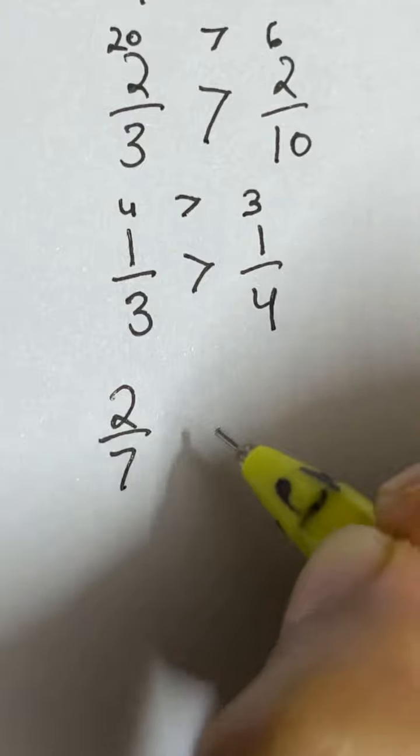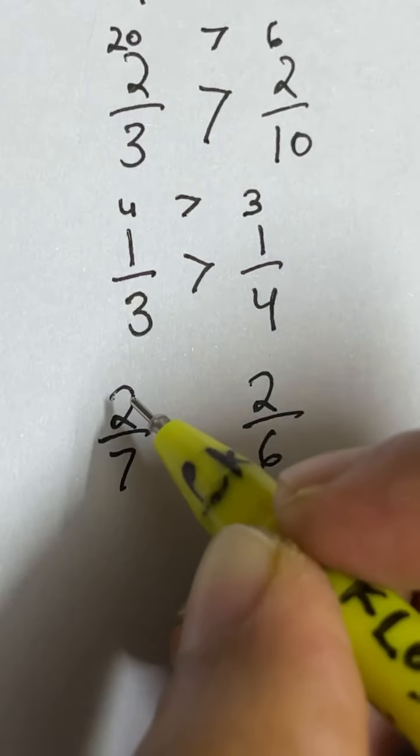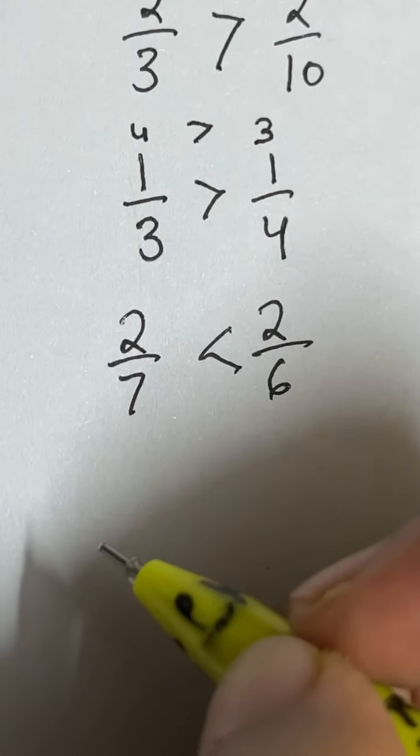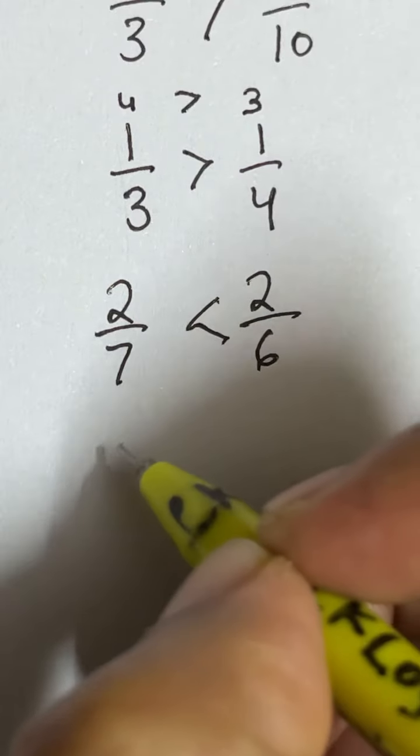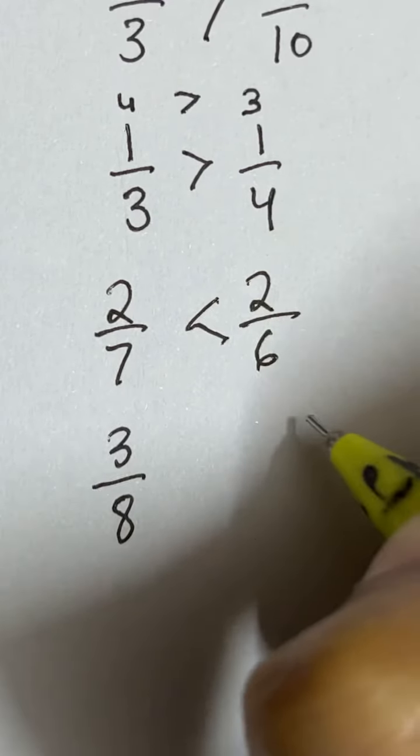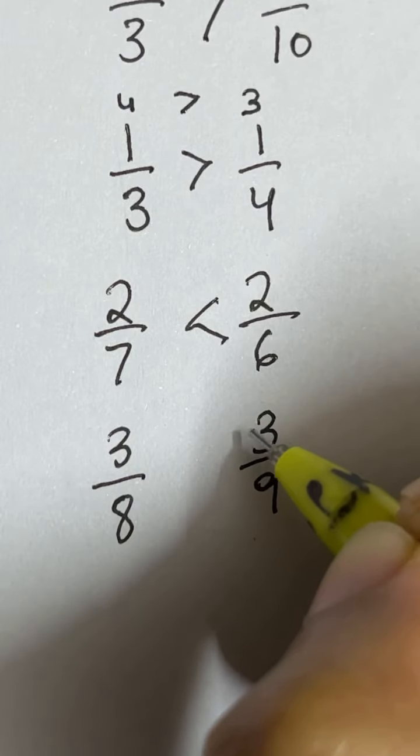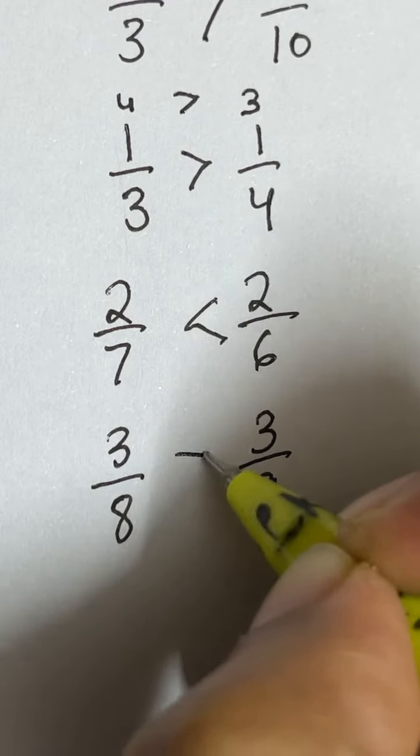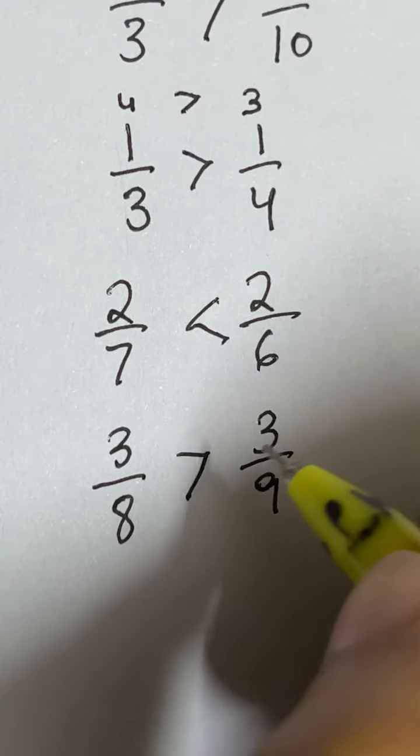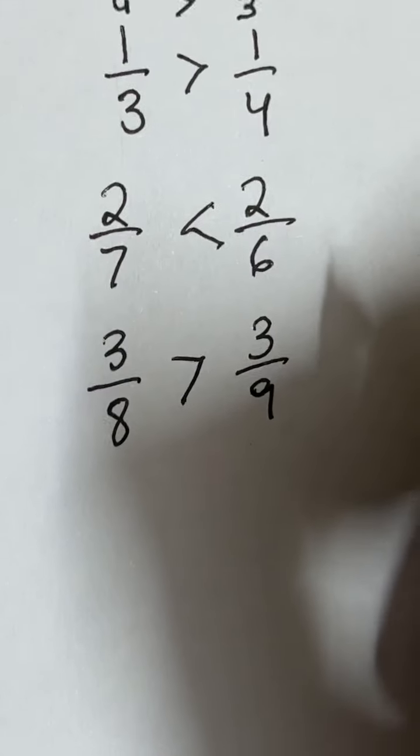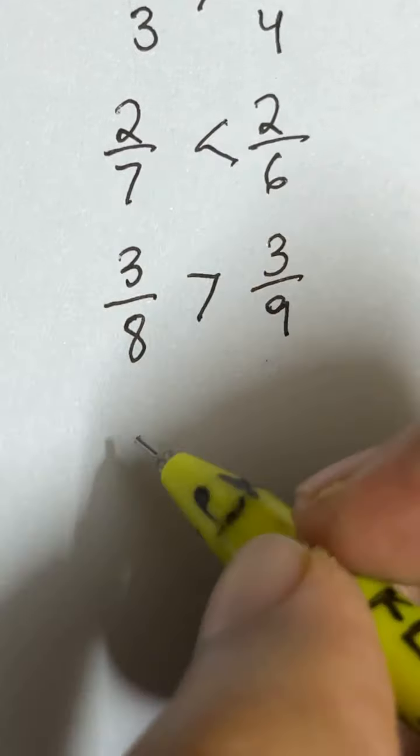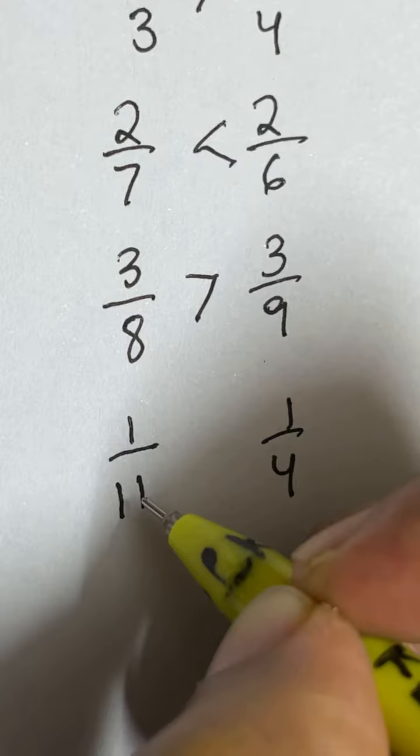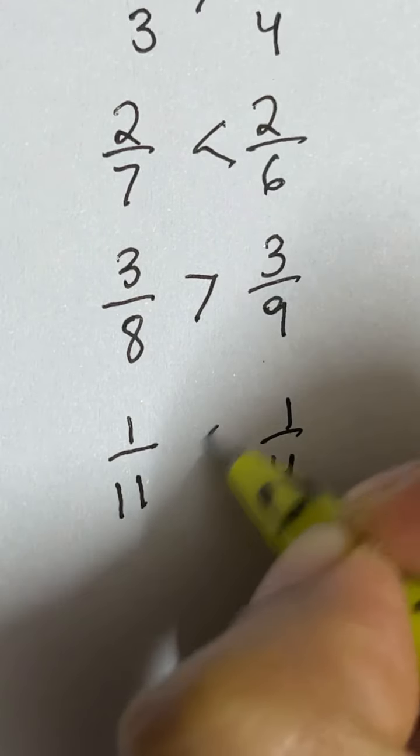Suppose we have 2/7 and 2/6. So same numerators, the lesser the denominator, the greater the fraction. Okay, so 2/6 is greater than 2/7. Suppose we have 3/8 and 3/9. Same numerators, the lesser the denominator, the greater the fraction. So 3/8 is greater than 3/9. This also you can do by the butterfly method, as I've already shown you. And let's try 1/11 and 1/4. So you have the lesser the denominator, the greater the fraction.